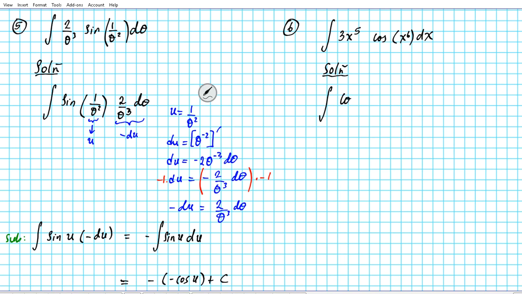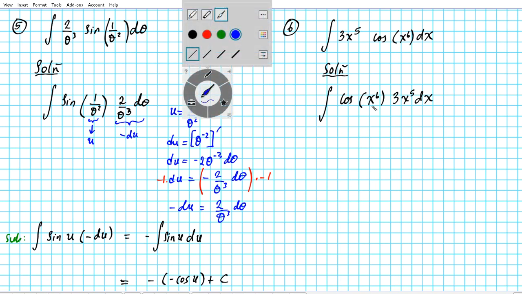So you write down the composite function first, cosine x to the sixth, and then we're going to put 3x to the fifth dx on the side. Now, u is the inner function of the composite, so u is x to the sixth. So what on earth is this portion right here if u is x to the sixth? Well, let's figure that out.